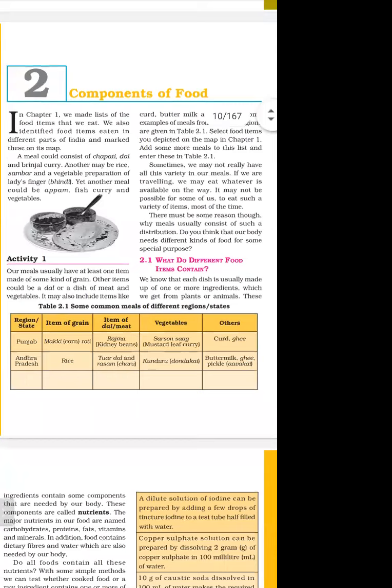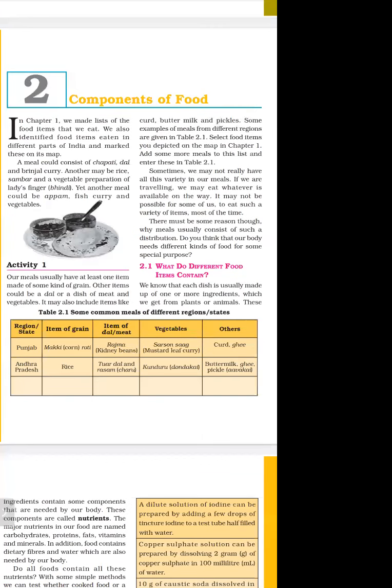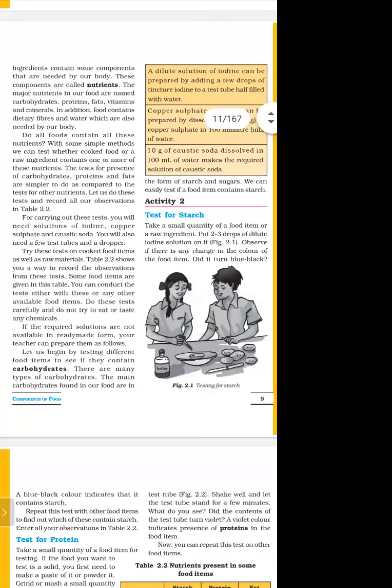So these are the components of food, and we studied the test for starch, test for protein, and test for fats. The tests for vitamins and minerals are very complicated as compared to the test for starch, test for fat, and test for protein. Now we will study what various nutrients do for our body. As we know, nutrients are very necessary for our body to grow.